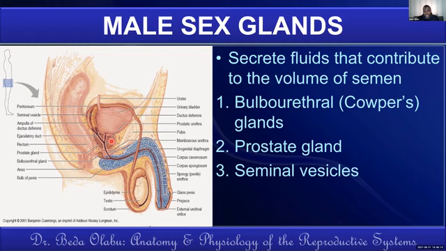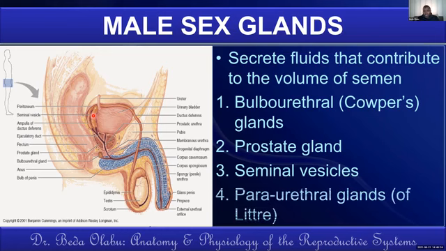Okay, then we have the seminal vesicles. Seminal vesicles are paired. So we have right and left seminal vesicles. They're located behind the urinary bladder, between the bladder and the rectum. Seminal vesicles produce fructose that nourishes the sperms with energy. The prostate produces alkaline fluid that helps to neutralize the acidity of the vagina.